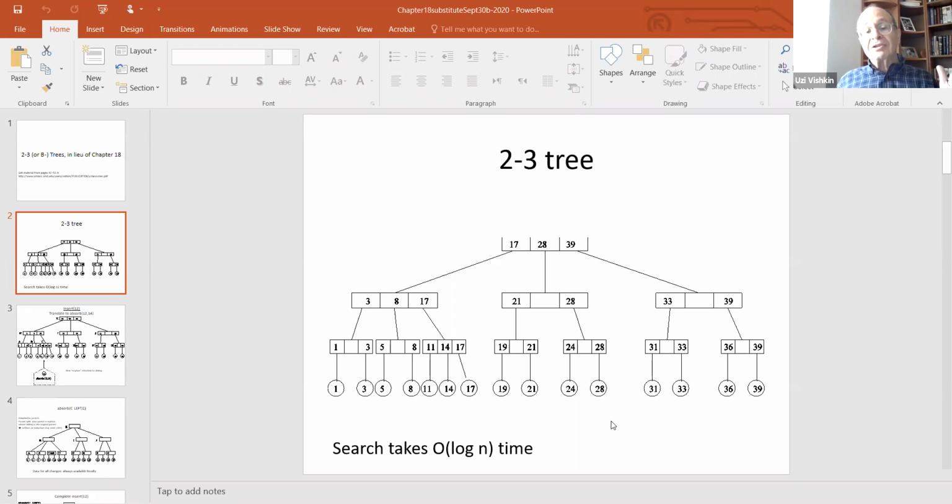And this is the range. If I give you n nodes, of the possible heights, you can conclude that it must be order of log n. Is that clear? Because the lowest the height can be is log base 3 of n. The highest it can be is log base 2 of n. Okay. So, so far for the search, any questions about the definition of 2-3 trees and the search?